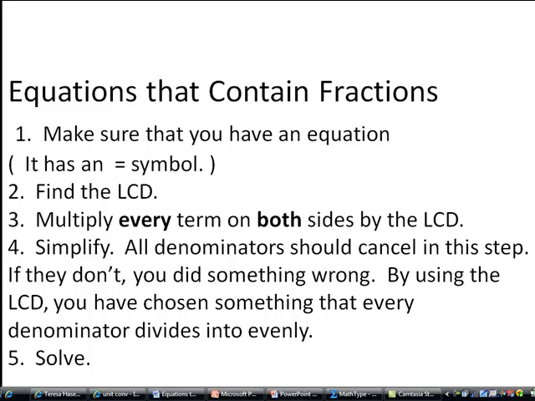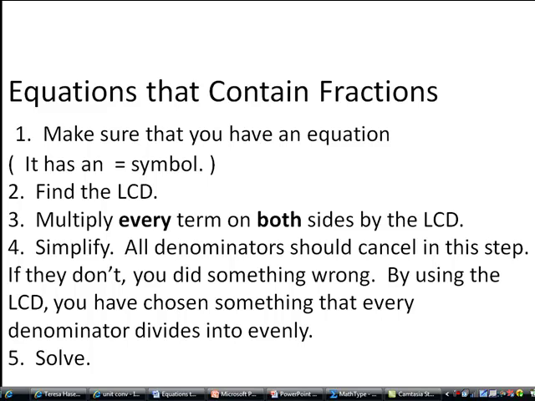We're going to look at equations that contain fractions. First of all, make sure that you have an equation. It needs to have an equal symbol. Second, we're going to find the least common denominator, which we'll call the LCD. Third, we're going to multiply every term on both sides by the LCD.